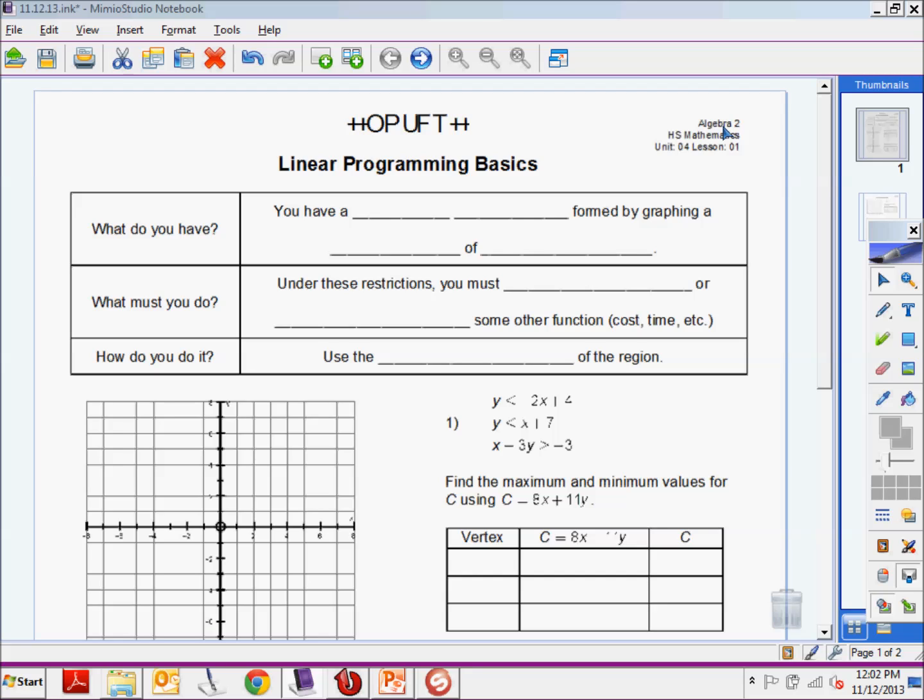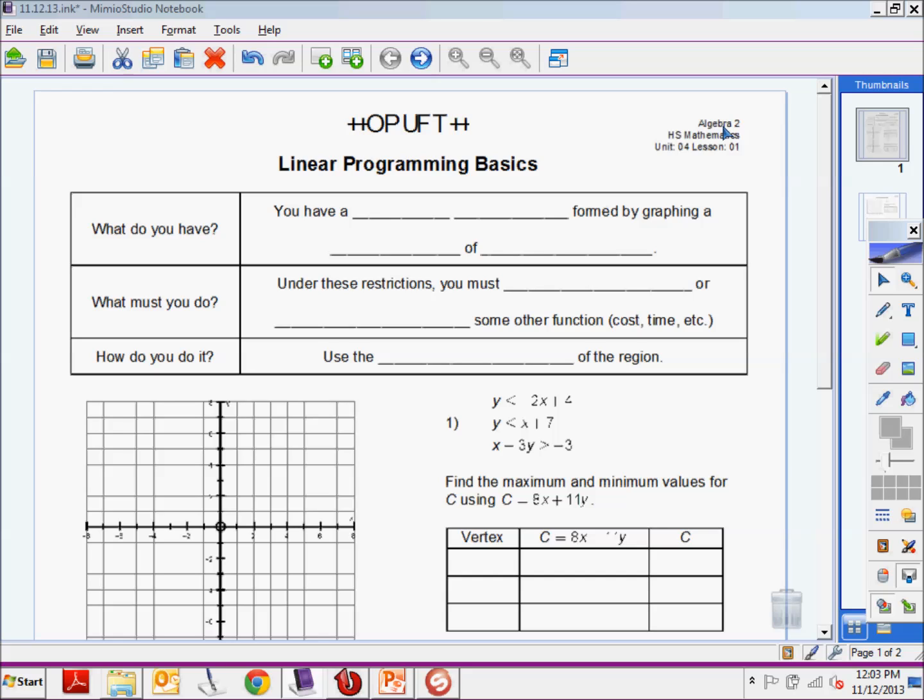Linear programming, and we're going to go over the basics of linear programming. What linear programming means is that you are now dealing with inequalities and systems at the same time. So we're taking what we've been learning for the past 2 weeks and putting them together. Linear systems and linear inequalities came together and had a baby, and the baby's name is linear programming.